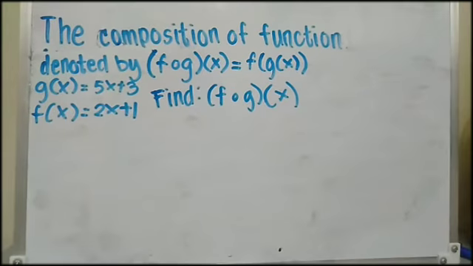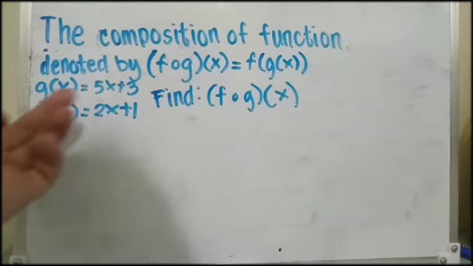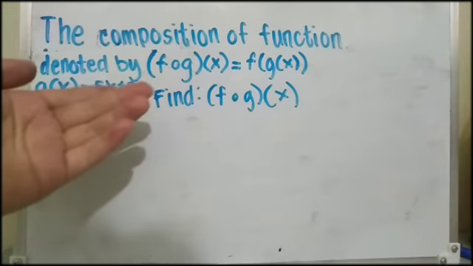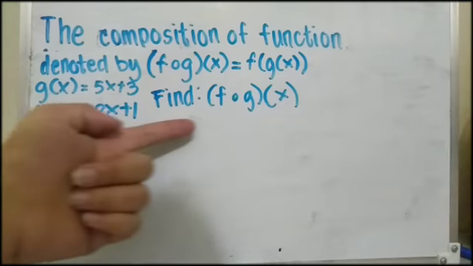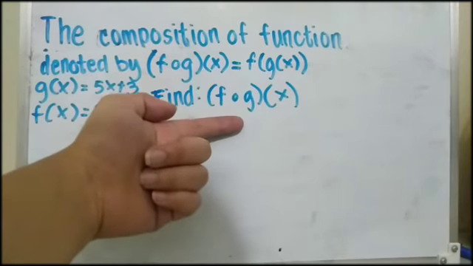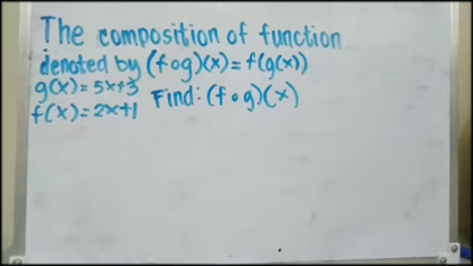So finally, we are now in the last part of operations of functions, which is the composition of functions. The composition of functions is denoted by f compose g of x, which is equal to f of g of x. So let's say that g(x) is equal to 5x plus 3, while f(x) is equal to 2x plus 1. Now we are going to find f compose g of x.